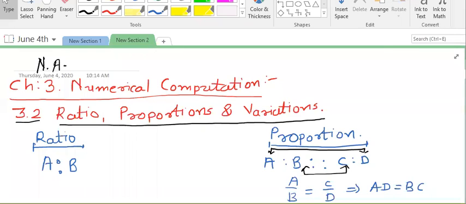Okay. So I think you now know the difference between ratio and proportion, right? What is ratio and what is proportion? Let us move forward.